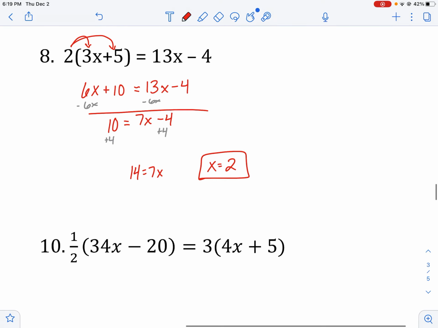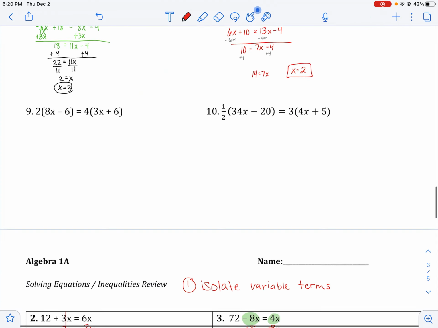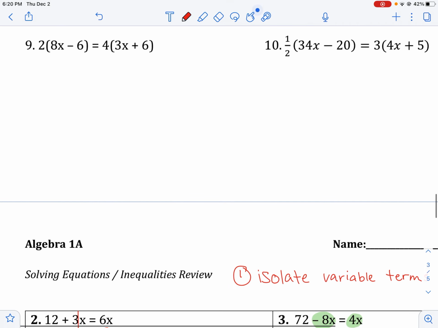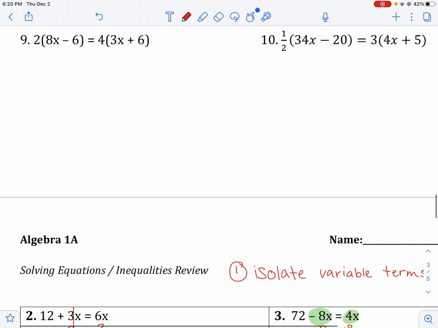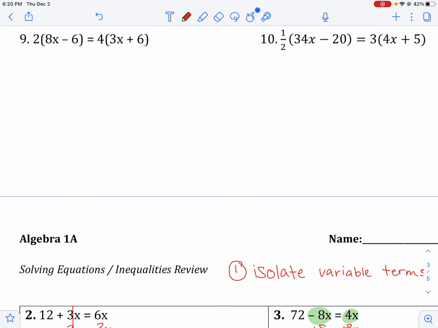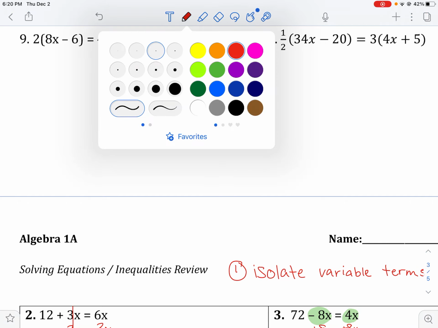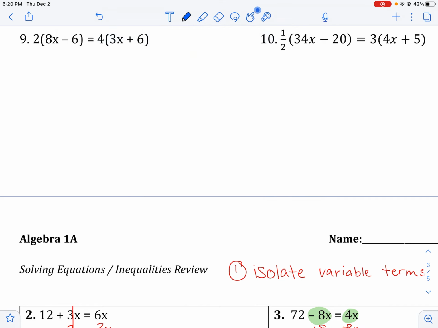And on number 10, I'll scroll down so you can try 9 and 10 on your own. If you're unsure about what to do with 10, you could ask yourself, what is half of 34? Or what is half of negative 20? And I'll show all my work in this one. I would encourage you to pause the video and then unpause when you're done to check your work.